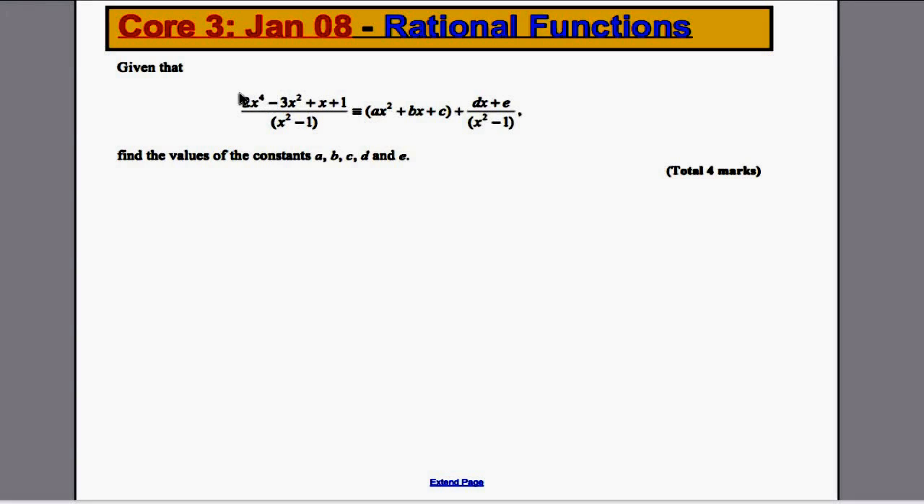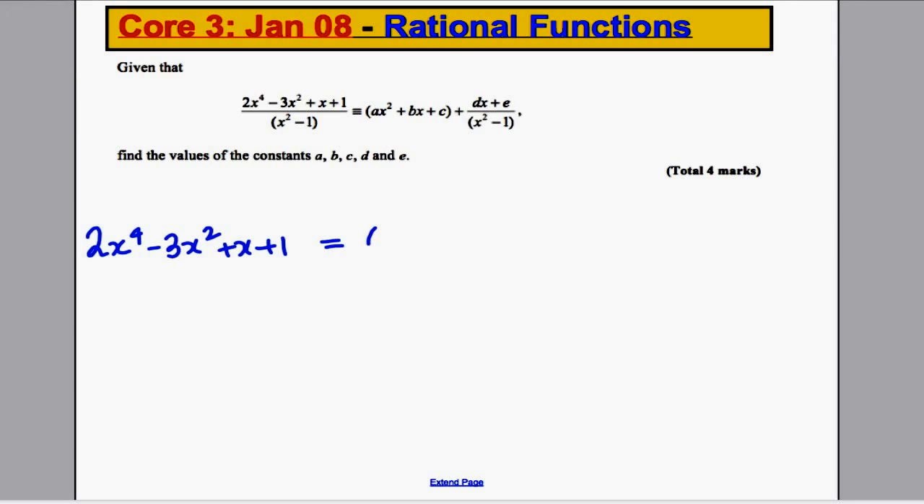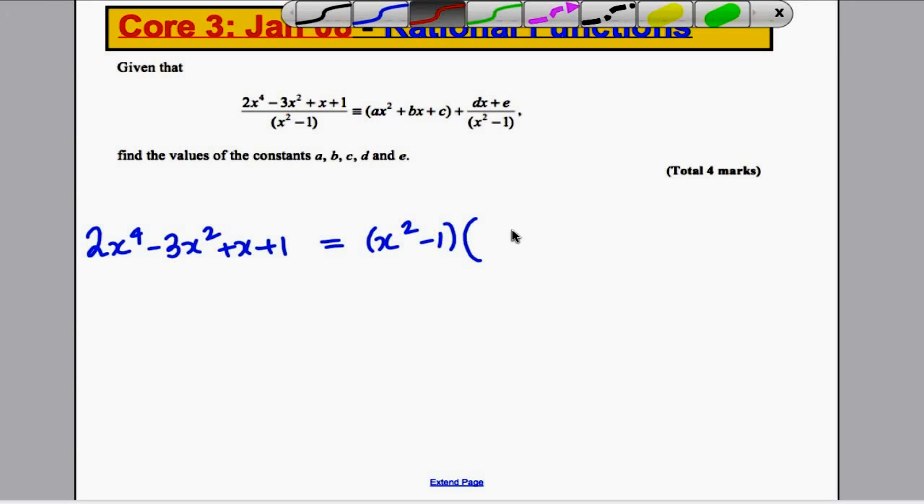Okay, what we're doing here is taking a polynomial to the power of 4 and dividing it by x² − 1. We're doing a long division. You could go the long division method or a shorter method I've taught. Let's do the shorter method, it's easier. I'm dealing with 2x⁴ − 3x² + x + 1. Dividing by x² − 1 is kind of like factorising out x² − 1, and working out that your quotient will be what needs to be in this bracket here. Right, what needs to go here to multiply by x² to give me 2x⁴?